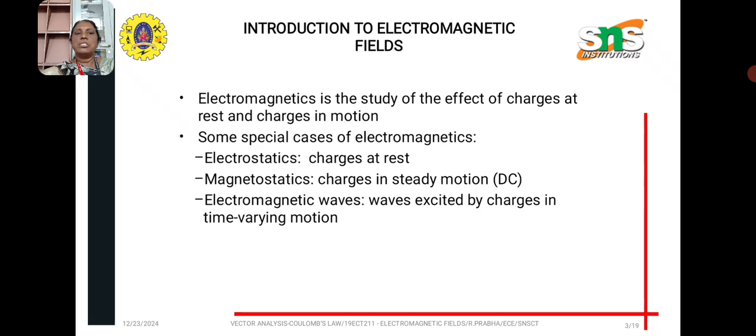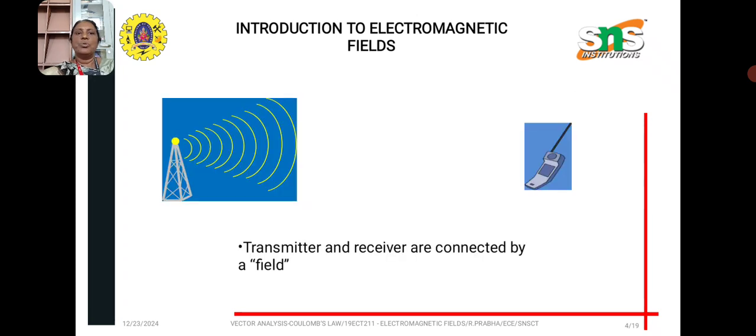There are some special cases of electromagnetics. The first case is electrostatics, and this explains the charges at rest. The second one is magnetostatics, which discusses charges in steady motion, that is DC, direct current. And the third category is electromagnetic waves, which deals with the waves excited by charges in time varying motion.